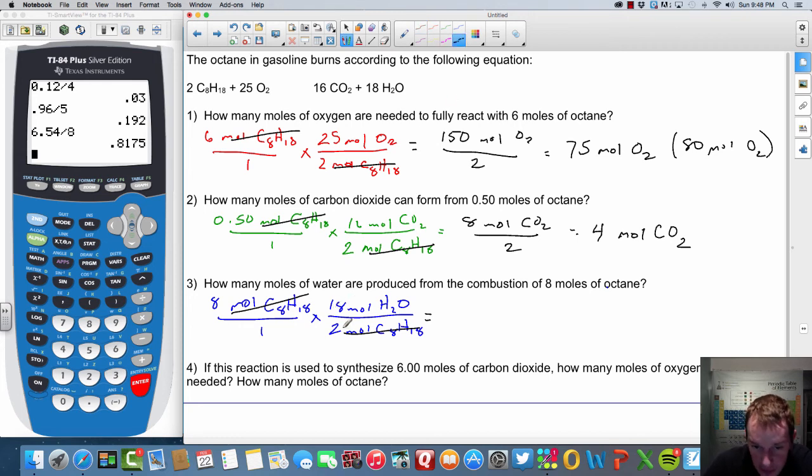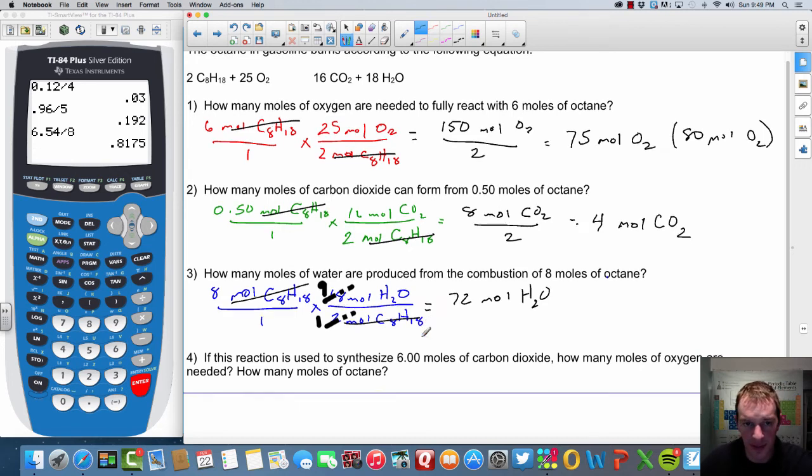You can see 18 over 2 can be simplified, right? So we can break this down to say 18 over 2 is the same as saying 9 over 1. Now we can simplify this, and say 8 times 9 is equal to 72 moles of H2O over 1, or 72 moles of H2O.